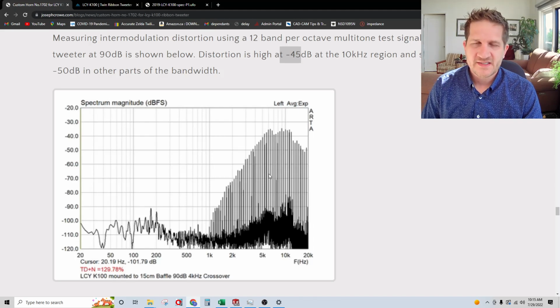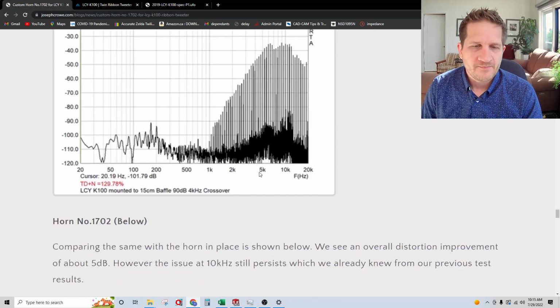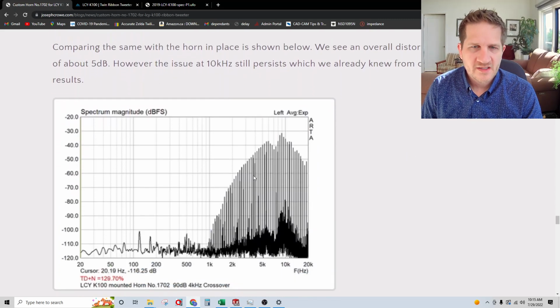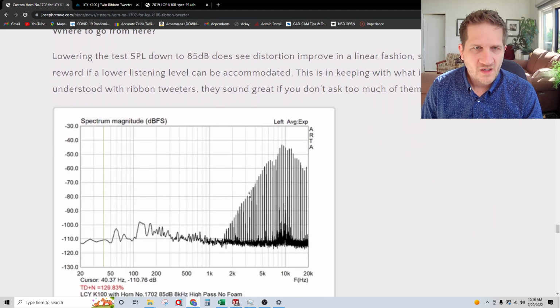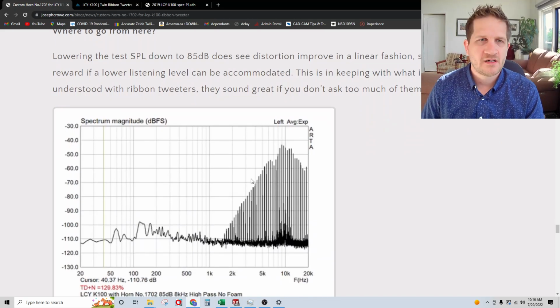Now we have to consider as well that this is a small ribbon tweeter. And so perhaps we shouldn't expect so much from it as far as output SPL. Now, if we compare it to the horn, you can see here that we do get quite a bit lower distortion in the 5K up to around 7K region, but we still have this pesky distortion showing up in the 10 kilohertz region.